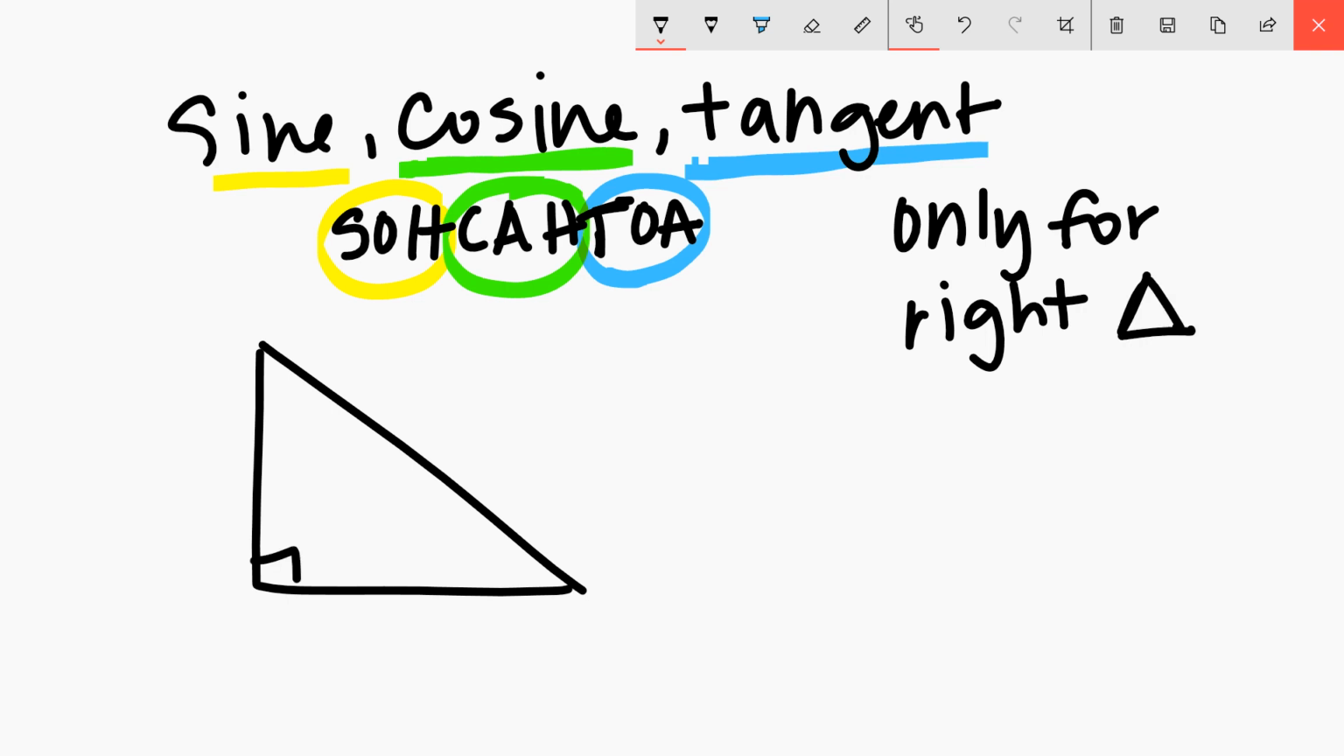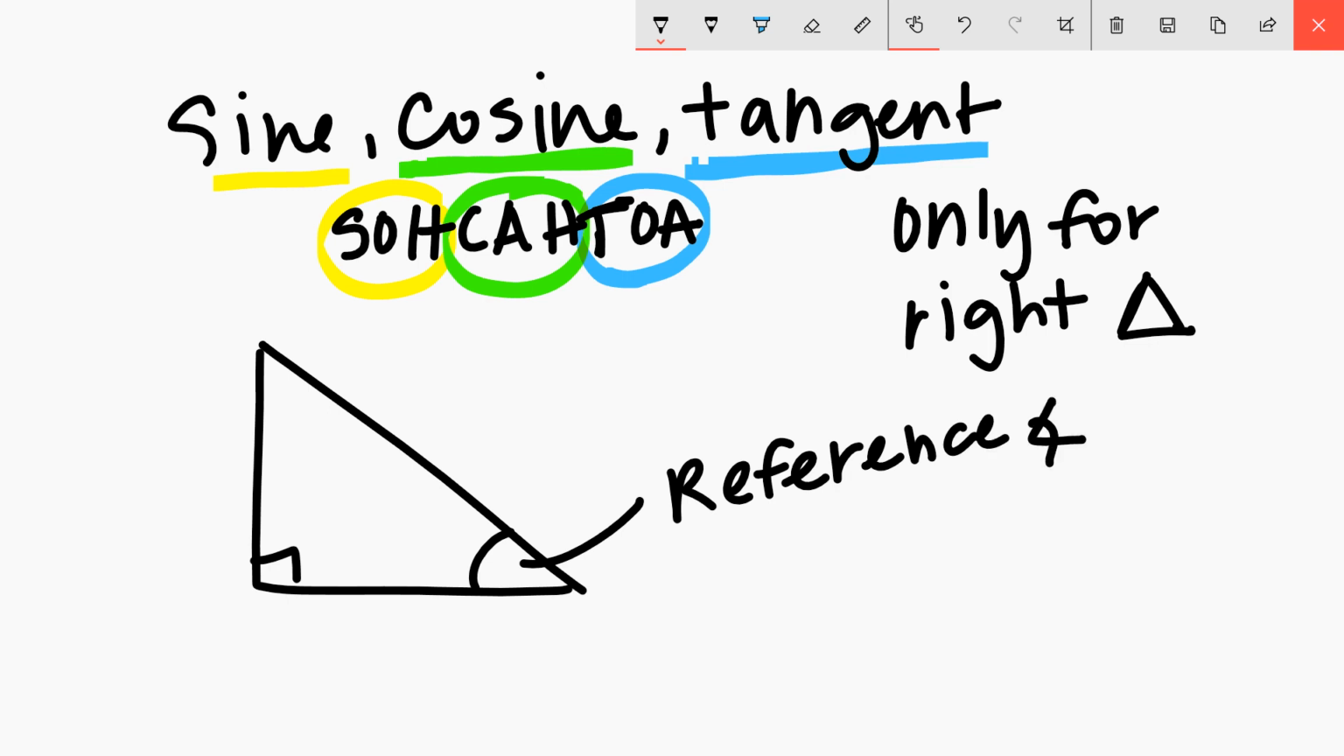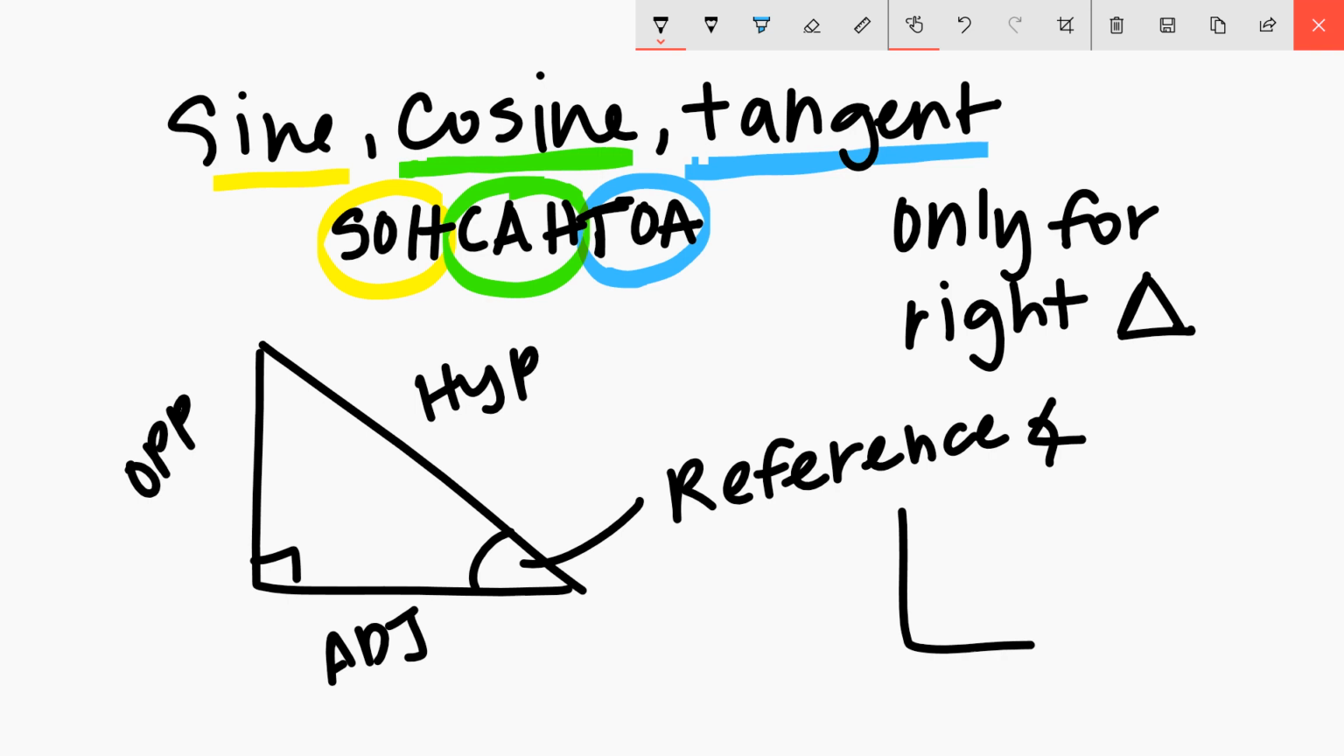you're going to have something that's indicated as a reference angle. My opposite is always going to be across from my reference angle. Your adjacent always touches your reference angle, and hypotenuse is always your longest side and the side that is opposite of your right angle.